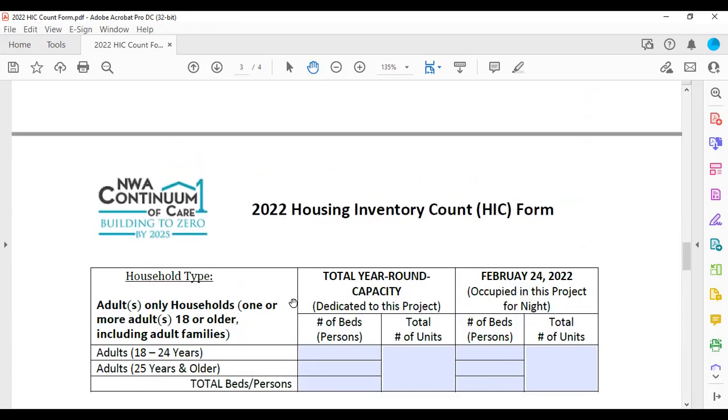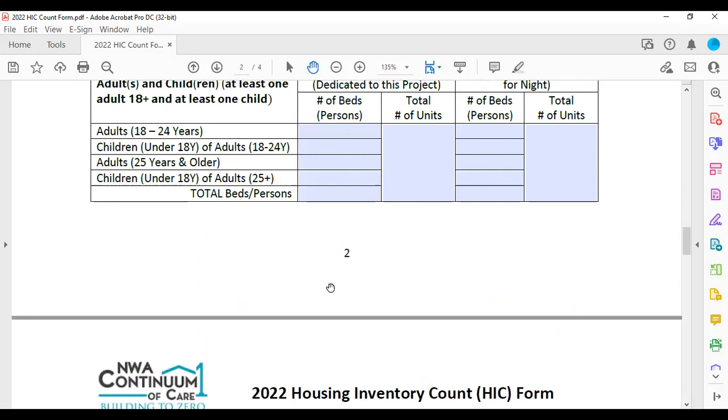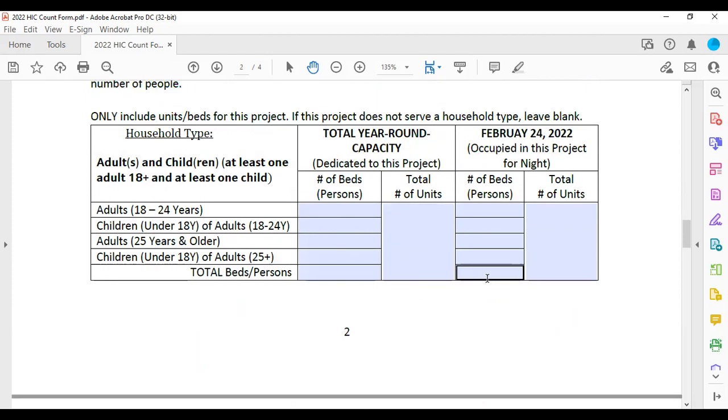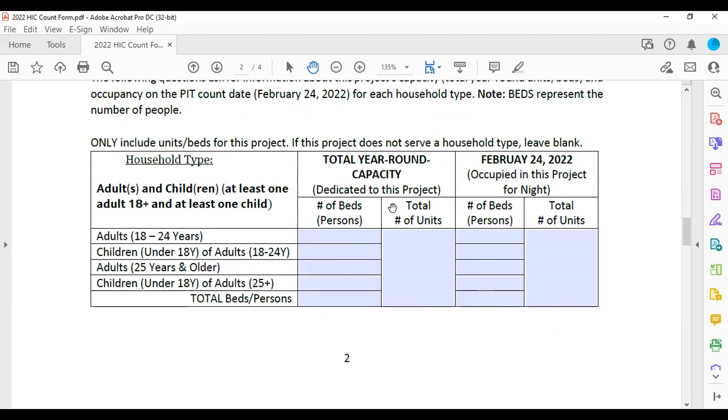If they don't apply to your project, just leave them blank. So this is a form that can be used for all projects. So for Kim, for emergency shelter, I think you serve adults and children with at least 1 adult and at least 1 child, right? Right. Good question that came to mind is, how do we handle the family rooms?